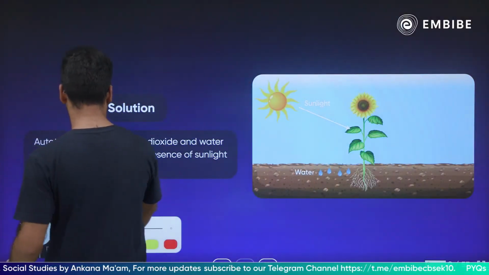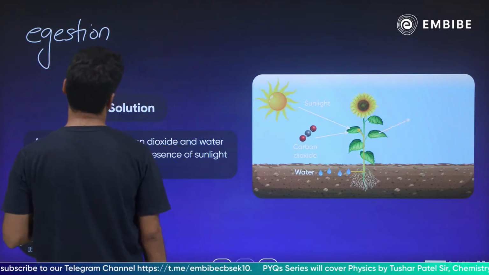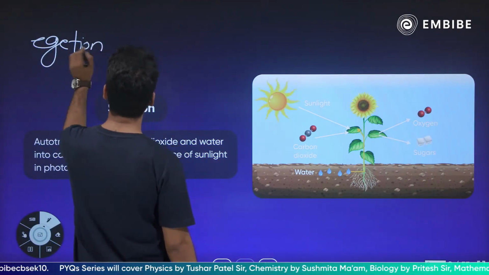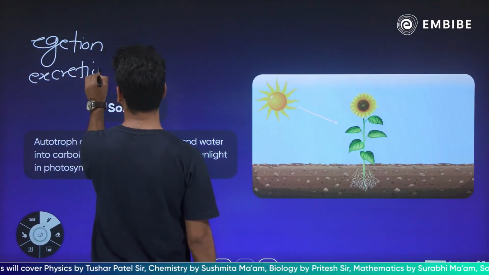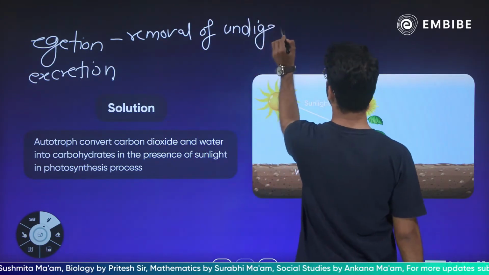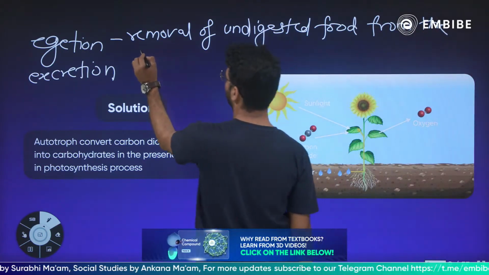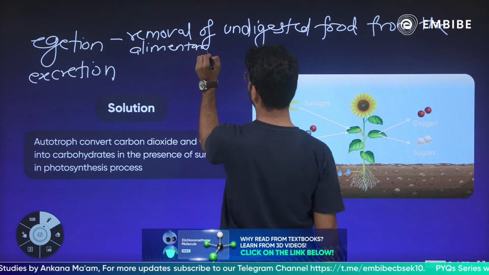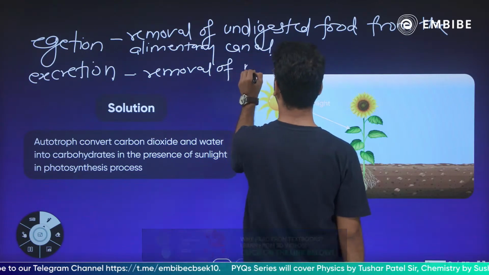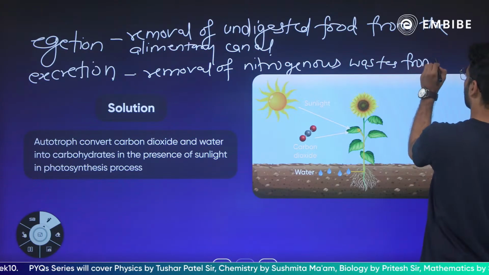Now, egestion and excretion. So Rudra, your spelling, it is egestion. E-G-E. Ingestion, egestion. Okay, please help me with the spelling. And excretion. Okay? So egestion is removal of undigested food from the alimentary canal. Excretion is removal of nitrogenous waste from the body.